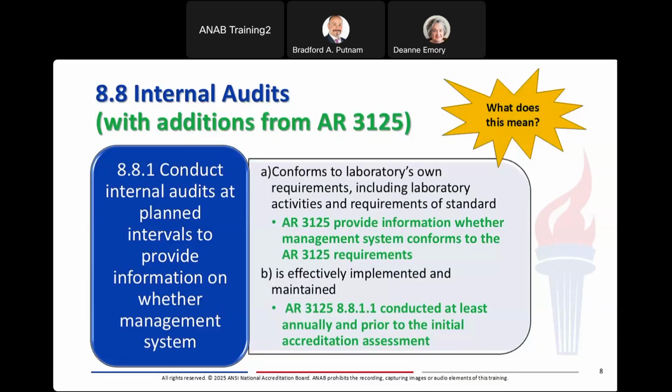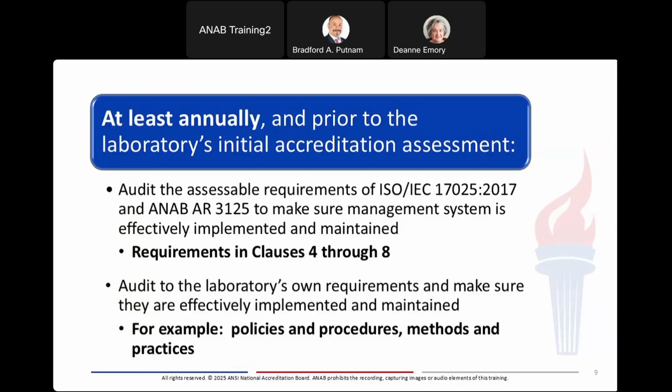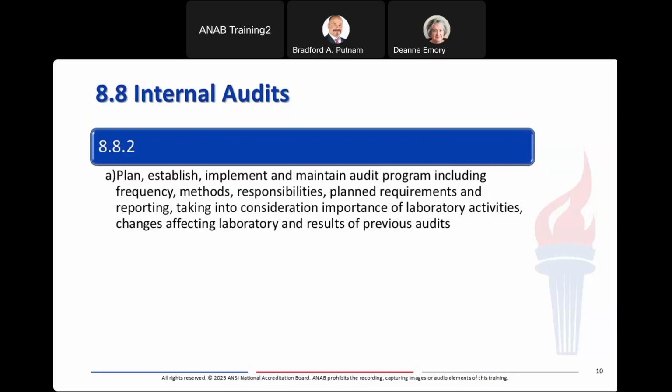So what does this mean? In other words, it means that at least annually and prior to the laboratory's initial accreditation assessment, the laboratory needs to audit the auditable requirements in both ISO 17025 and AR 3125 to make sure the management system is effectively implemented and effectively maintained. The auditable requirements are clauses 4 through 8 in both documents. In addition, the laboratory has to audit its own requirements in the same way. So examples of that would be quality manuals, policies, procedures, methods, and practices. So let's move into the rest of the requirements.